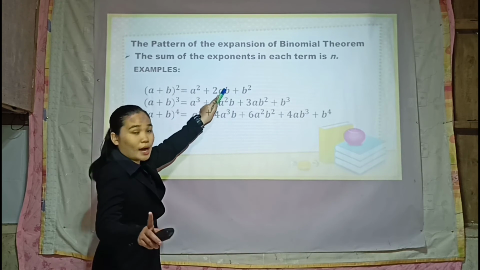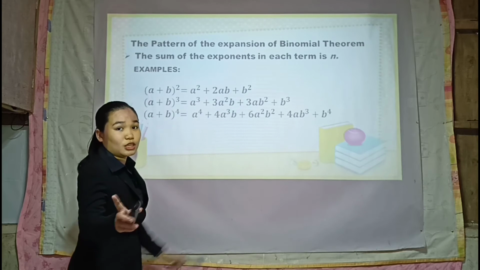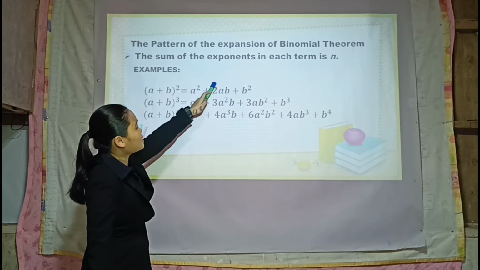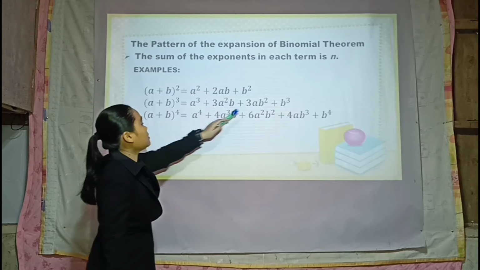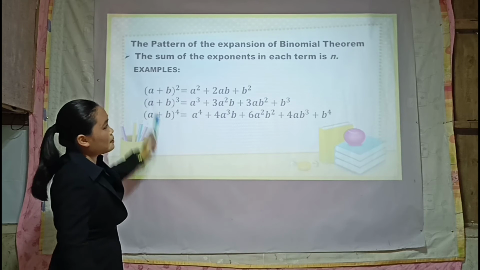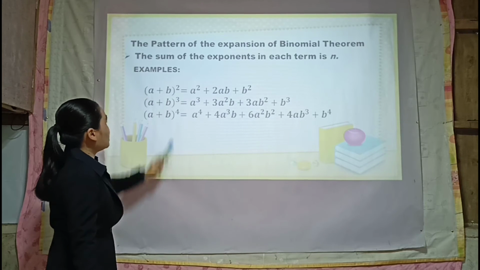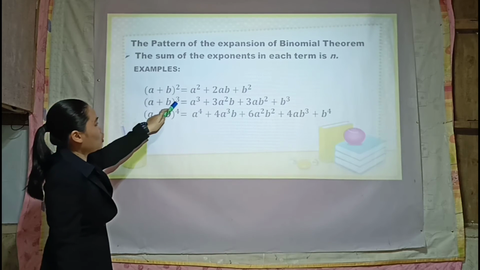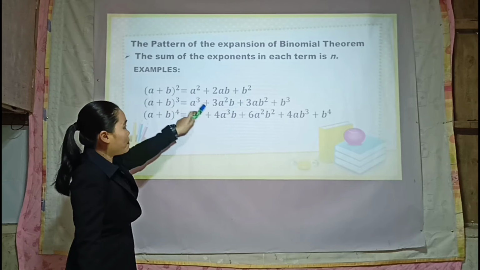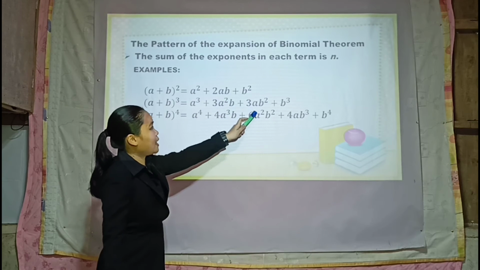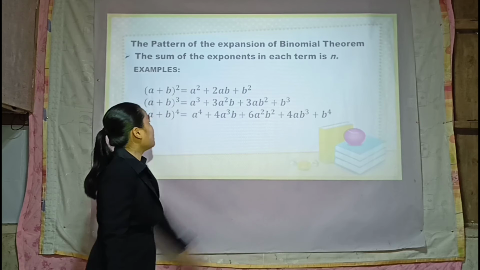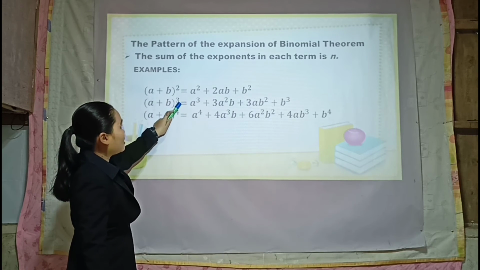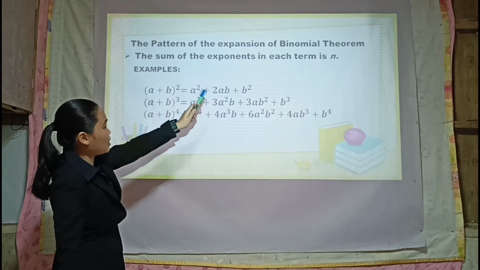The exponent of A is 1 and the exponent of B is 1. We don't need to put 1 there. So 1 plus 1, the exponent is 2, plus B squared. So in this example, the sum of the exponents in each term is 2 since our n here is 2. Next example, we have A plus B cubed is equal to A cubed plus 3A squared B plus 3AB squared plus B cubed. So here, our n is 3. That's why the sum of the exponents in each term is n.